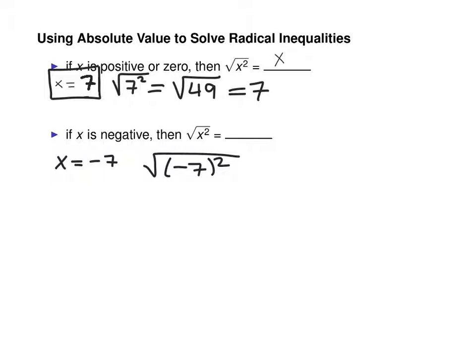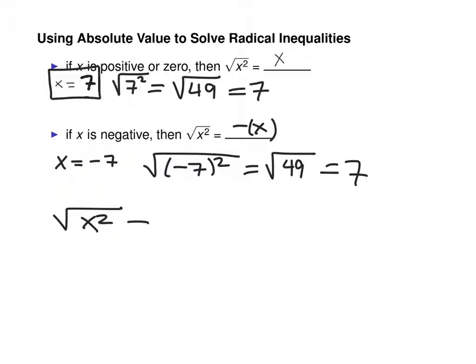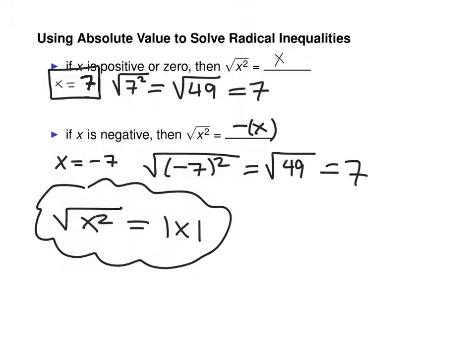So, yeah, so that is 49, right? Does that make sense? Which equals, was it the exact same number you put in? No, it's absolute value. Yep, or it's the opposite, right? It's negative x. Does that make sense? So the point is that a square root and a squared written in that order is the same thing as absolute value. So those, same thing.